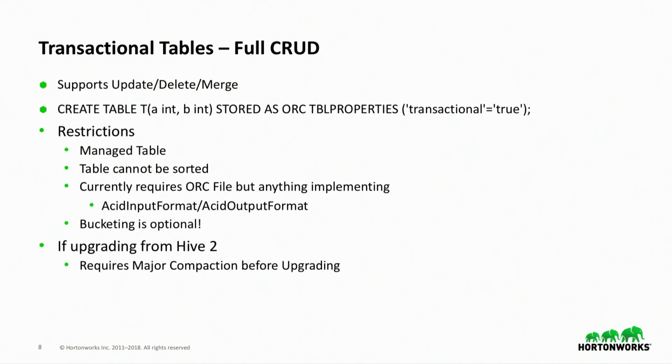So transactional tables generally divide into two categories. One category supports update, delete, and merge statements. Here you see a simple example of how to create such a table. Basically, all it requires is setting the transactional equals true property. Some additional restrictions on these tables are that you cannot have a user-defined sort order on these tables. Currently, the storage format has to be ORC.